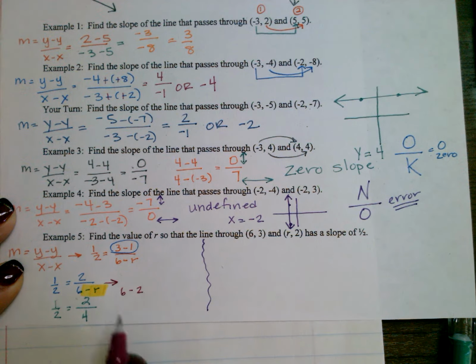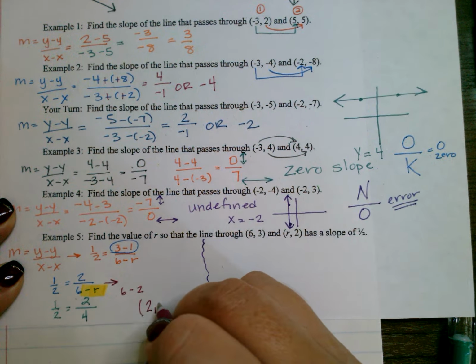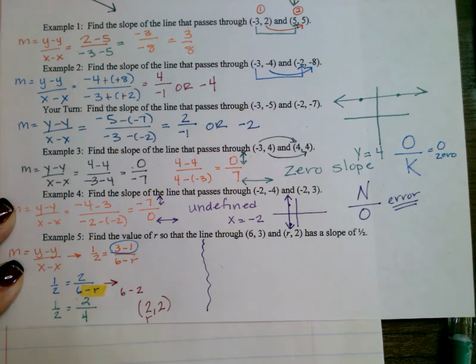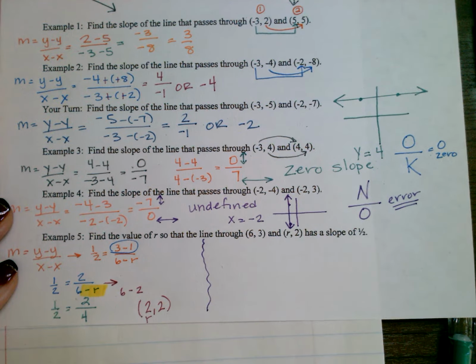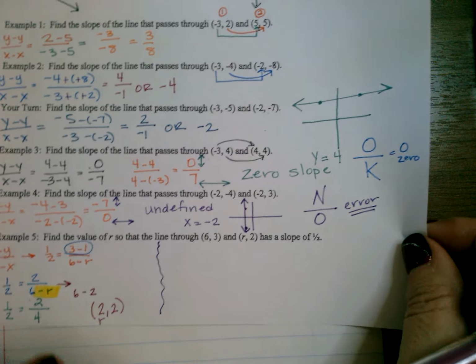6 minus 2 gets me 4. Therefore, the missing ordered pair, the r would be 2. Sometimes we can just think our way through that and it will work.